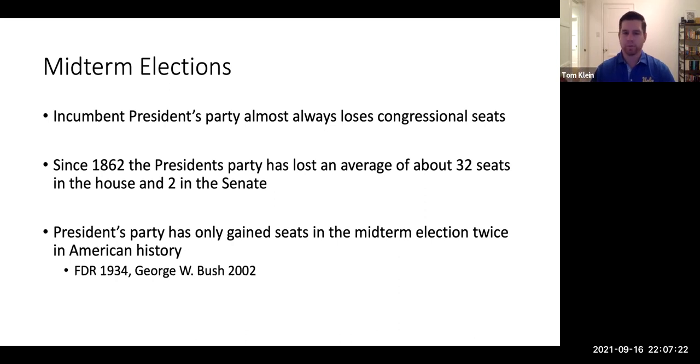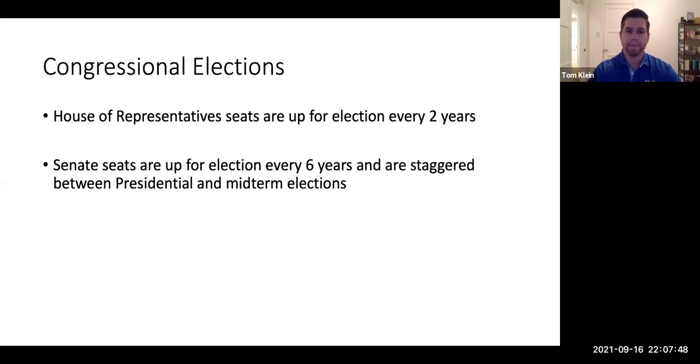FDR in 34 in the midst of the Great Depression, right? So people tend to rally around the president in times of these catastrophes. George W. Bush right after 9/11, right? So his approval rating shot up, and the Republicans gained congressional seats. So those are the only 2 times in recorded history that that's actually happened. So, expect the Democrats to probably lose seats in 2022 in our next midterm election.